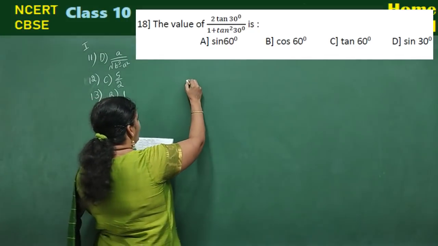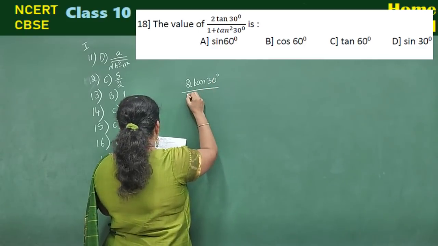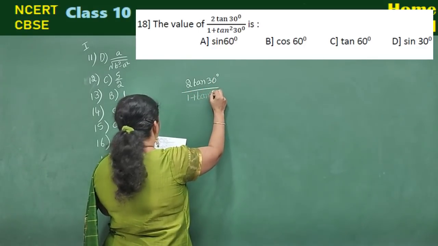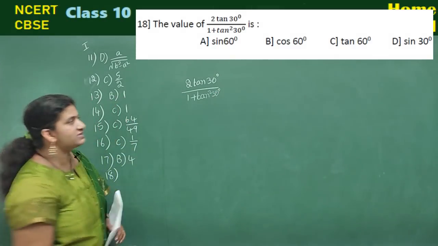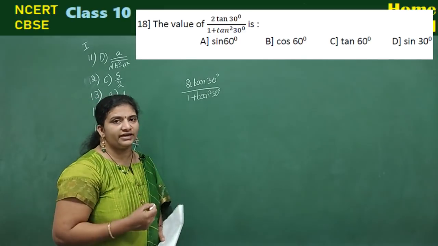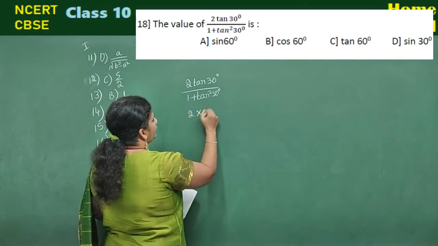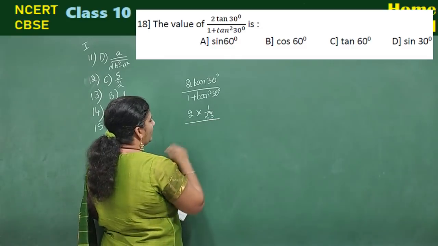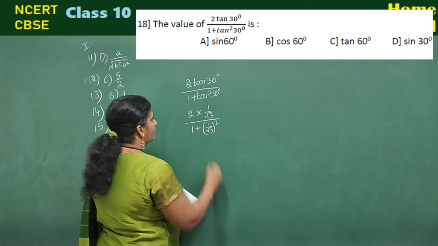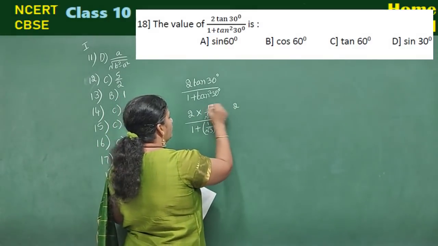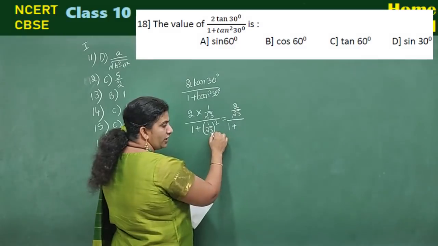18th one. The value of 2 tan 30 degree by 1 plus tan square 30 degree is? What is the value of 2 tan 30 degree by 1 plus tan square 30 degree? We know by the trigonometric ratio table tan 30 value is 1 by root 3. Substitute here. 2 into 1 by root 3, whole divided by 1 plus 1 by root 3 whole square. This one will be 2 into 1, 2 by root 3, by 1 plus 1 by root 3 whole square.